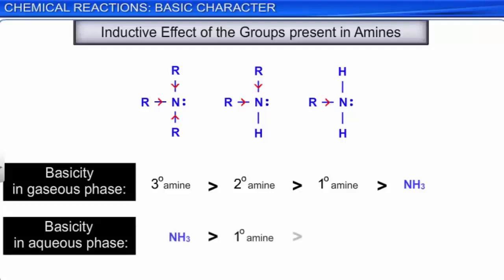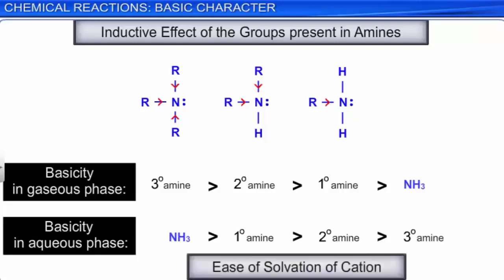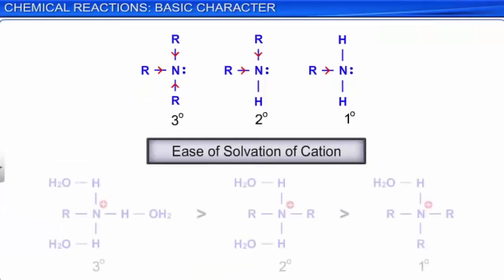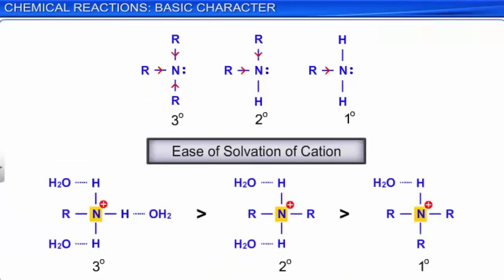This can be illustrated on the basis of the ease of solvation of the cation. The positive charge on the nitrogen atom is also stabilized by the effect of solvation in the aqueous phase. The smaller the size of the ion, the greater will be the solvation with water molecules and the more stabilized will be the ion. Thus, the order of basicity of amines in the aqueous phase is exactly opposite to the order based on inductive effect.